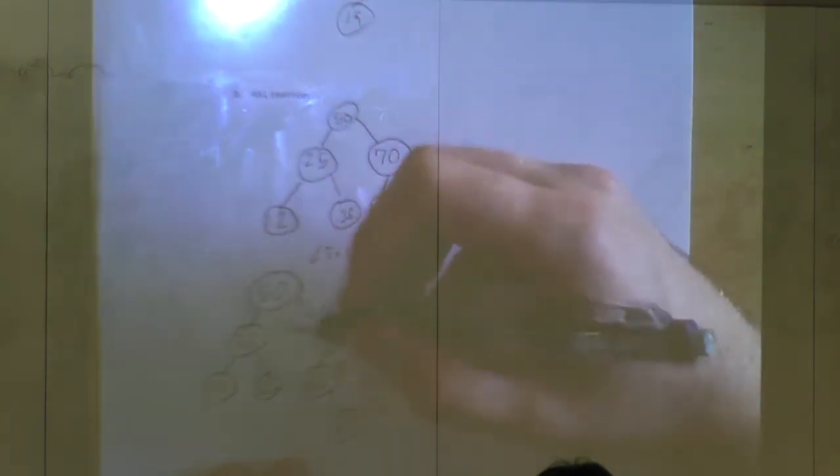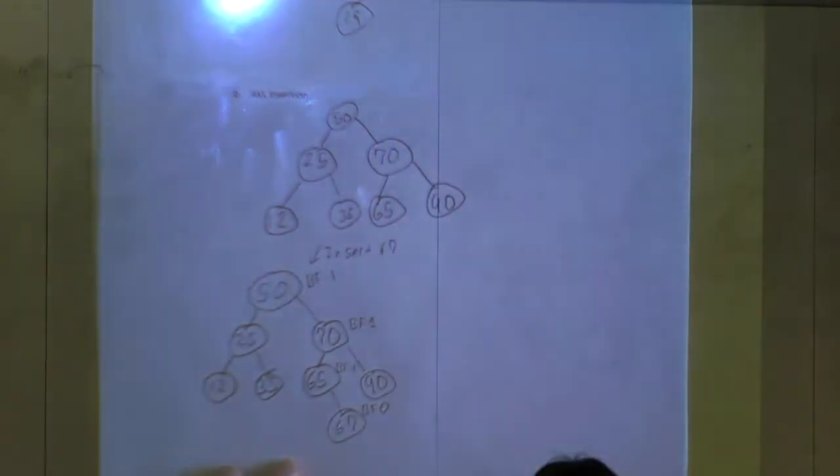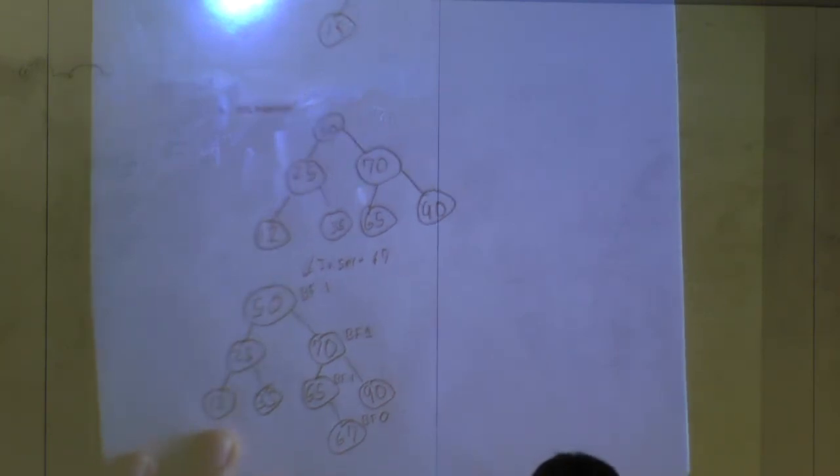And then if we go back up to the root, it's going to be 1 right heavy because it's 3 minus, or 2 minus 3, so it'll be -1. Okay. Now we're going to insert 66.